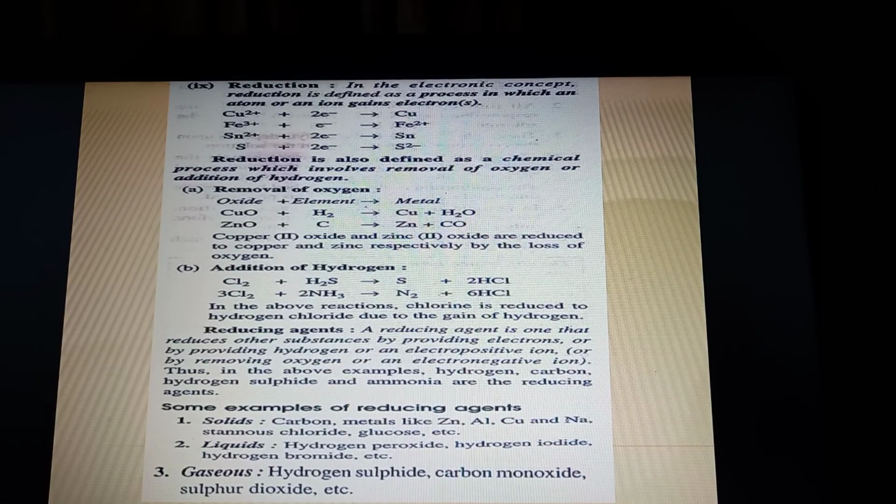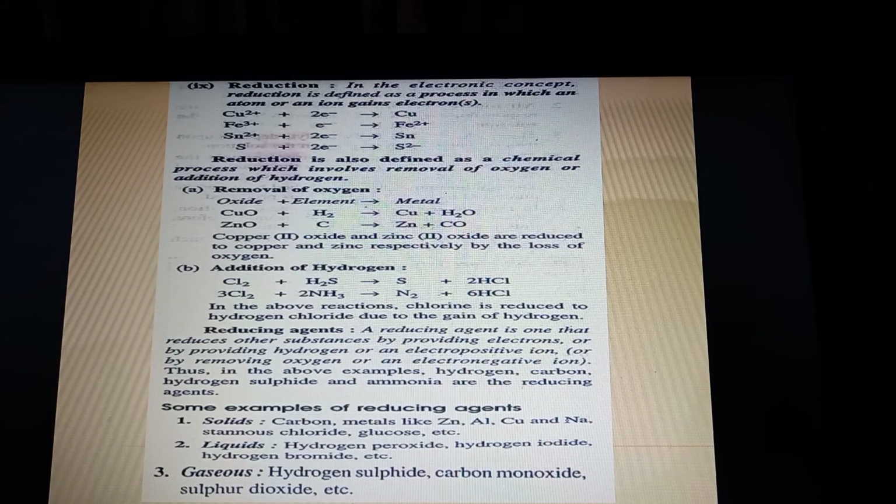Now addition of hydrogen: Cl2 plus H2S, you can see the reaction changes to S plus HCl. So Cl2 is getting reduced. Why? Because it is adding hydrogen to itself. Now Cl2 is reacting with ammonia. Similarly here, Cl2 is changing into HCl. Compare Cl2 and then HCl, the change it has undergone. What is the change? It has added hydrogen to itself. So this is an example of reduction.